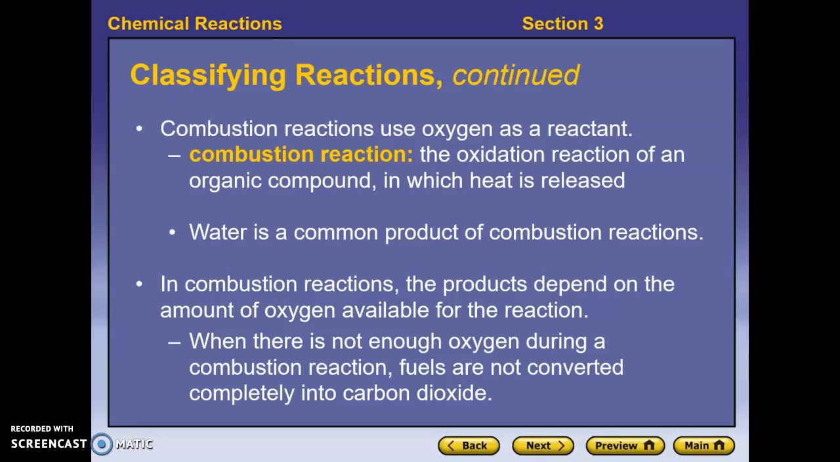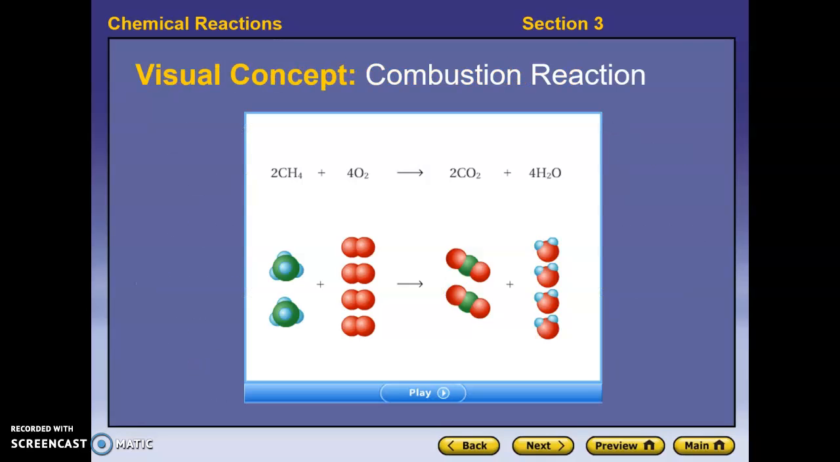So if there's not enough oxygen, then not all of the fuel is converted into water and carbon dioxide. It would look something like this. We can see on the reactant side, we have a carbon-hydrogen compound, and we have oxygen. And on the product side, we have CO2 and H2O. For our purposes, we're going to assume complete combustion always. We're going to just simplify it. So we're just going to assume that if a carbon compound burns in the presence of oxygen, that carbon dioxide and water are going to be the products.